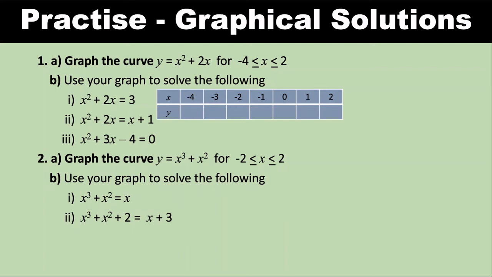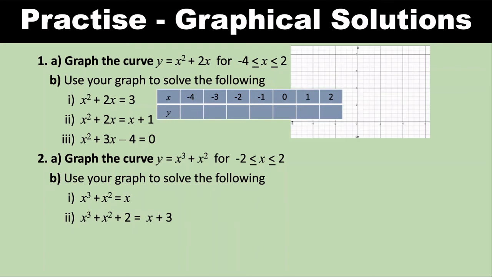Your x-axis needs to go from -4 up to +2. Figure out how low your y values need to reach and how high they need to reach so that you can graph it. Then you're going to use that graph to solve the following. So you may need to draw some more lines and you may need to do some algebraic rearranging before you do that.